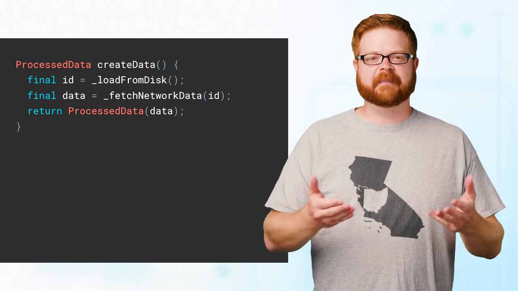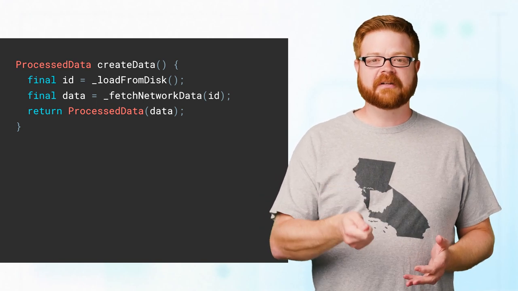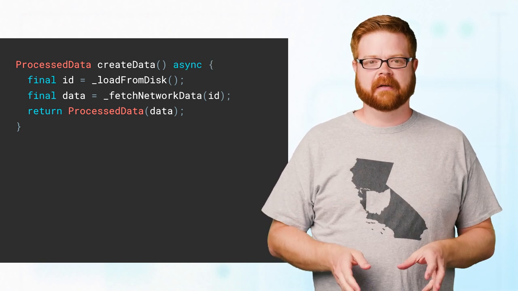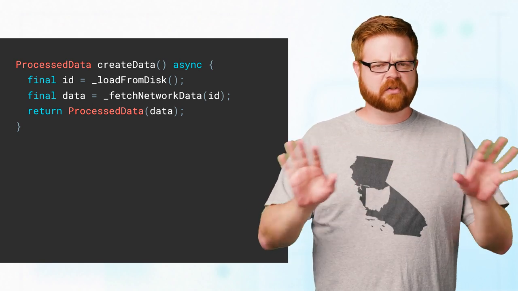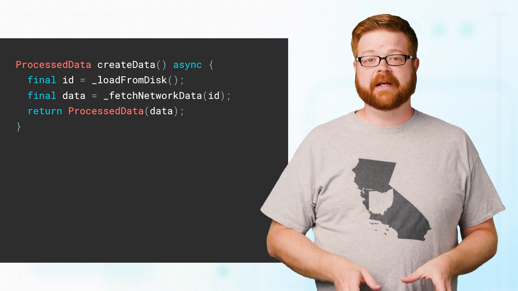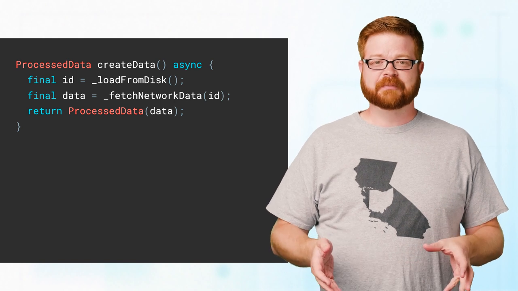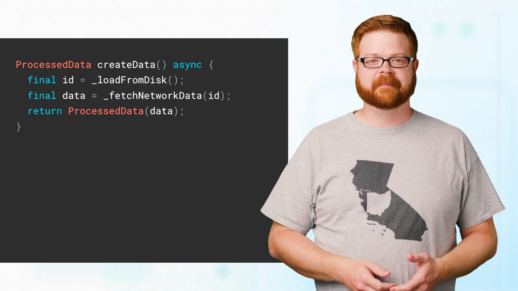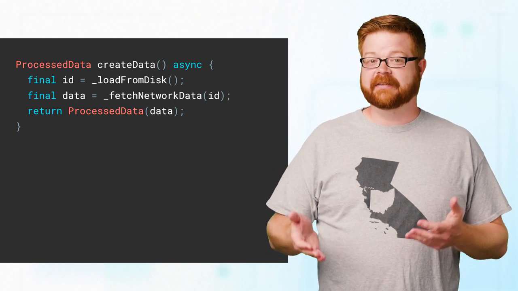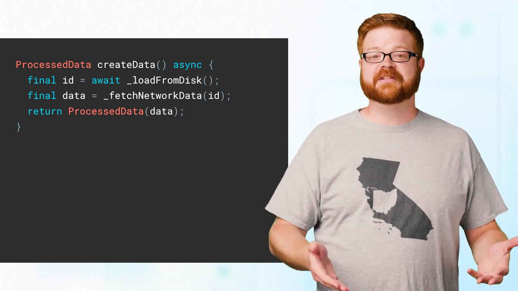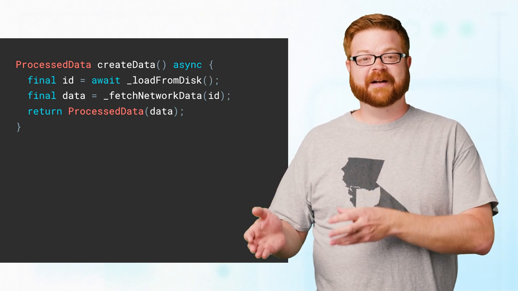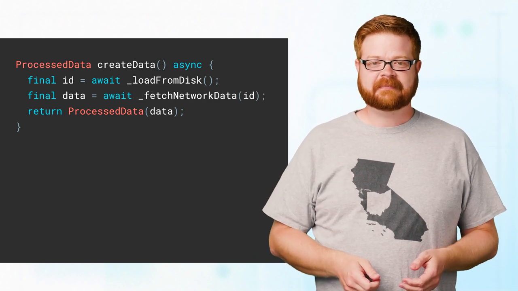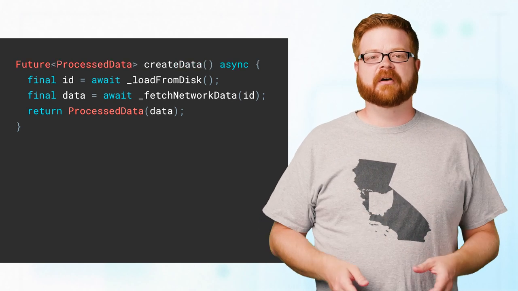Well, the big deal about async and await is that you can have code that looks like this and uses futures. First, add the async keyword just before the opening brace. This is just a way of telling Dart, hey, I plan to use the await keyword in here. Speaking of which, next up is placing the await keyword in front of each future the function needs to wait for. It can't call fetch network data without the ID from load from disk, so there needs to be an await there. And it can't create a process data object without the data from the network, so there needs to be an await there. The last change is to make the return type a future.